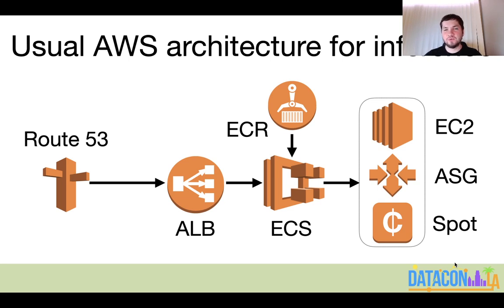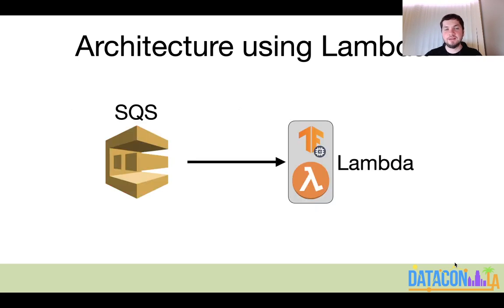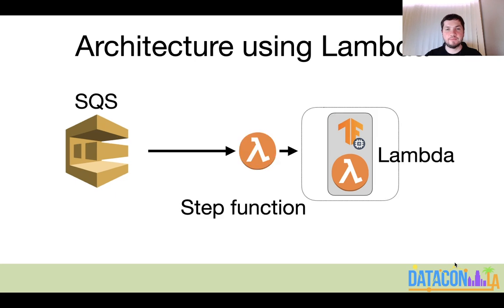If we want to use AWS Lambda, the architecture will be a lot easier. We just need to deploy Lambda with our model, and we can just use API Gateway. Alternatively, we can connect Lambda to SQS in case we want to use it for batch predictions. And finally, we can connect it to Step Functions in case we want to have some more custom logic.